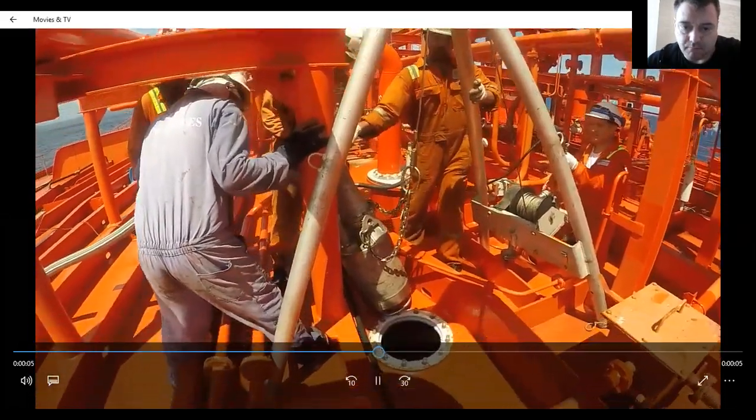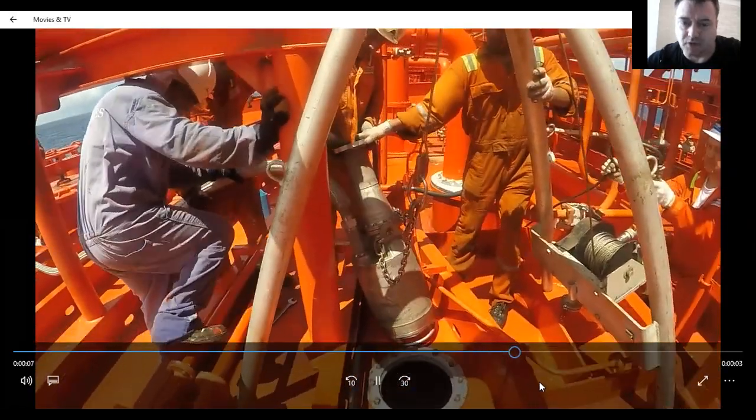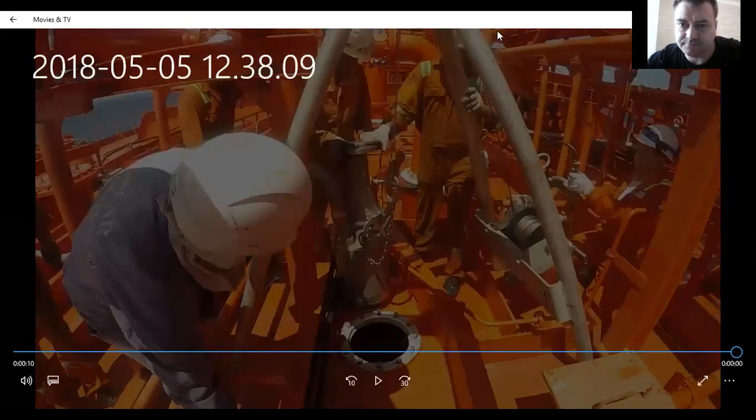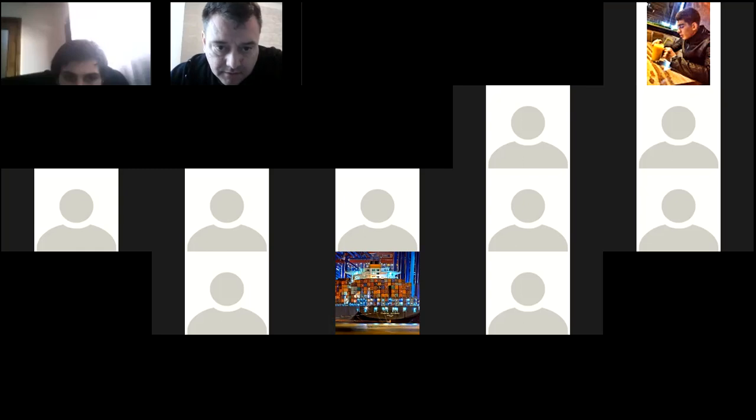So this motor is very heavy. It's about 170 kilograms. Okay, next, to install it and run it.